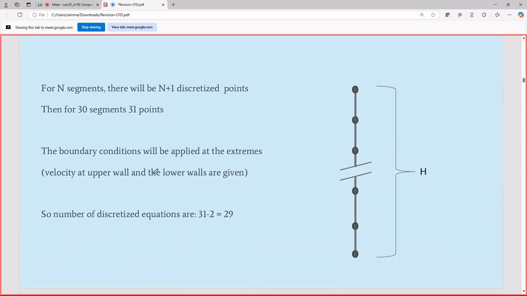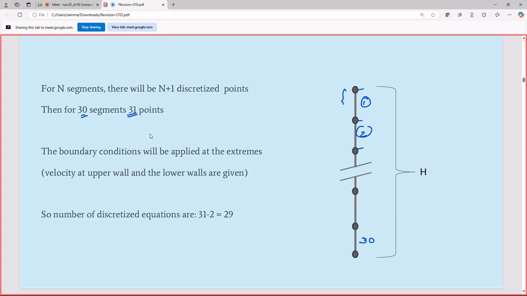So let's see. Imagine this as the vertical height h, and it has been segmented into 30 segments. If this is one segment, similarly there are up to 30 segments. For two segments, there will be 1, 2 and 3 points, because to enclose two segments we need 3 points. So to enclose 30 segments we will need 31 points.